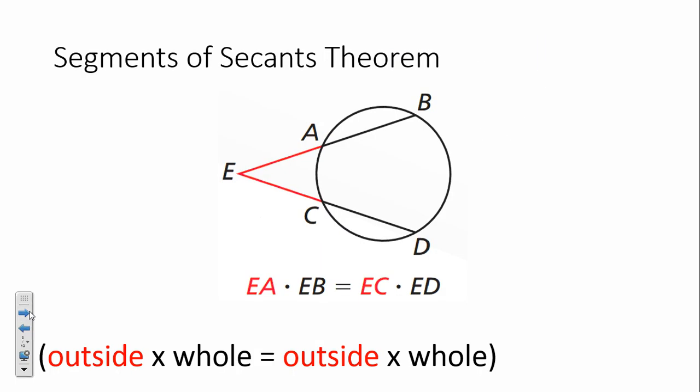Now we have two secants. Okay? Two secants. So we have a portion that's outside the whole one, a portion that's outside in the whole. So we're wanting to take outside times whole equals outside times whole again.